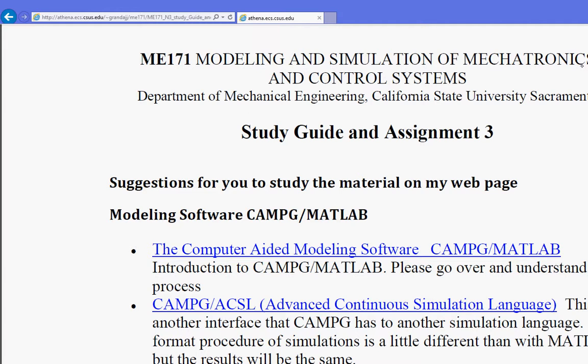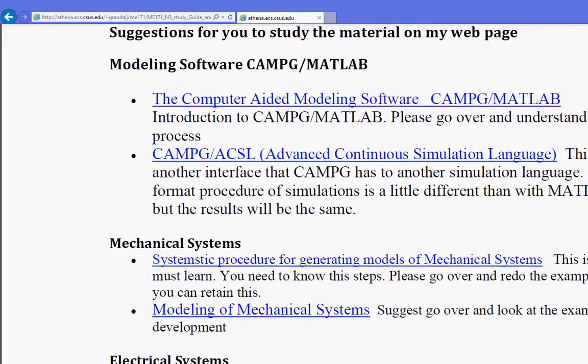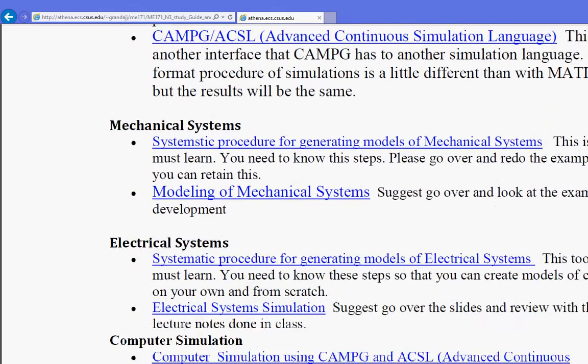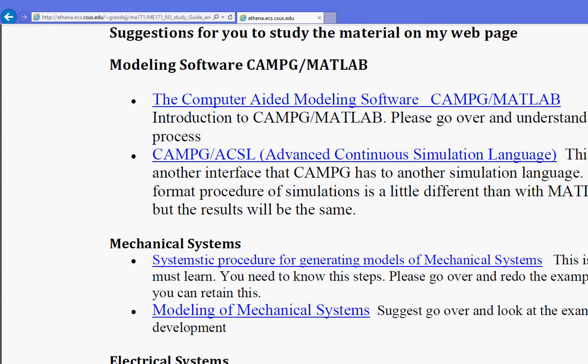So in here we have several links that are on the web page, and they are designed to give you guidance, like this one is to do the computer simulation, an introduction to the software. See here, you can see my cursor, right? An introduction to the software CAMG MATLAB. Also, there is an interface of CAMG to the Advanced Continuous Simulation Language, which we should see.